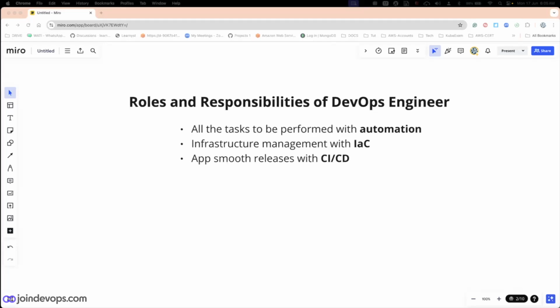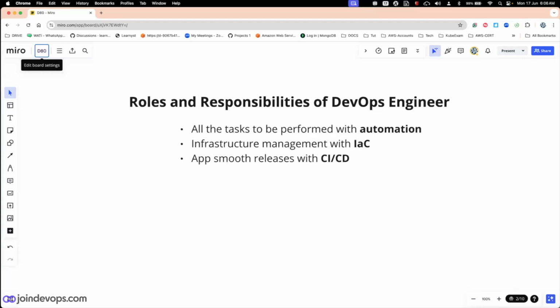Like last session, we were doing the demo part, by the way, right? And there we understood certain roles and responsibilities of a DevOps engineer, isn't it? Now the roles and responsibilities we talked about are that all the tasks should be performed through automation. That is one thing. And the second thing is infrastructure management with IaC, like all the infrastructure also to be created through code. Okay, infra management is going to be a part of the role. And the next one is application smooth releases with CI/CD. So these are the three points we talked about.